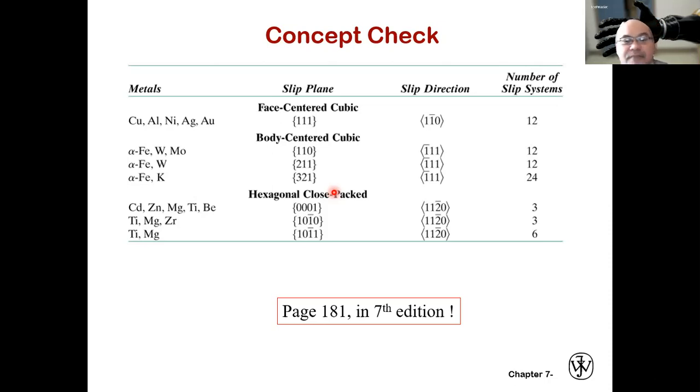In hexagonal close pack, you could have the slip plane in the {0001} family plane, or the {10-10} plane, and the {10-11} family plane, with this slip direction. So you could have 3, or 6 slip systems in different elements here.